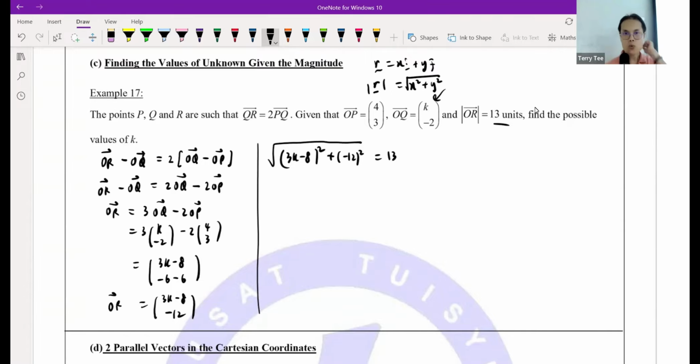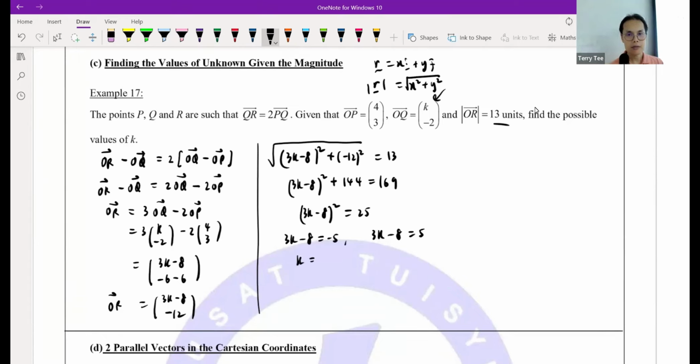So what I need to do is to square both sides. This is 3k minus 8 squared. This one you can write 144. This is 169. If you minus it, it's 25, right? Square root of 25 is plus minus 5. There is a negative value and a positive value here. Our job is to find k. K is 3 over 3, which is 1. Let me do a bit slower here. 3k minus 8 is 5, so 3k is 13, and k is 13 over 3. Yes, two answers: k is 1 or 13 over 3.